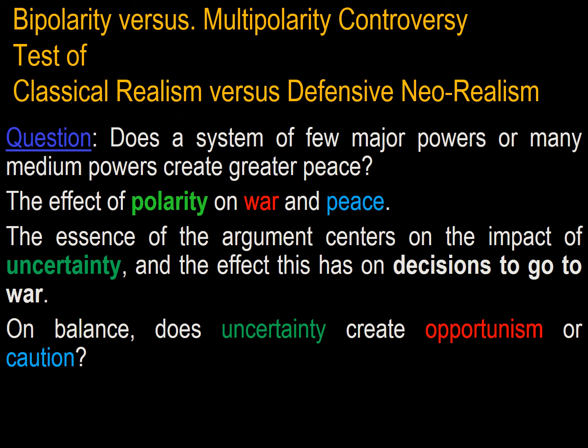Now, we can focus on a dispute between, say, classical realists and neorealists over the effects of polarity on war and peace. A world of two great powers or a world of many medium powers, which is safer from major war and domination? Now, the essence of the argument centers on the impact of uncertainty and the effect this has on decisions to go to war by leaders. On balance, does uncertainty create opportunism, or does it create caution? So let's take a look at the role of uncertainty.